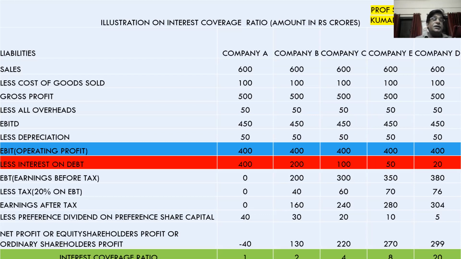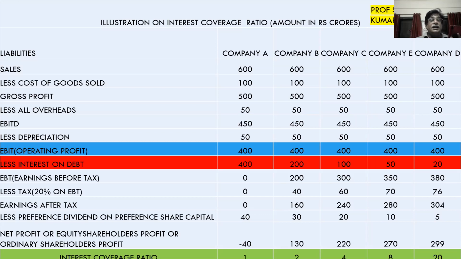From that profit, you still have to deduct interest and tax. So EBIT is 400 crores. This is a very popular figure, also called operating profit. It is used in the stock market and capital markets. If a company's operating profit is increasing, it is good, else it is very bad. So EBIT is operating profit, and the operating profit of this company is 400 crores.